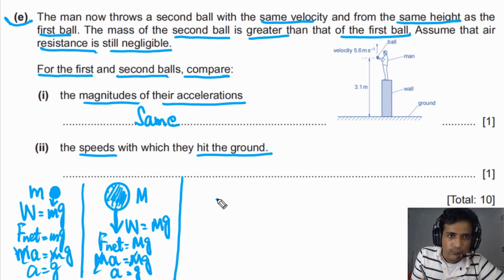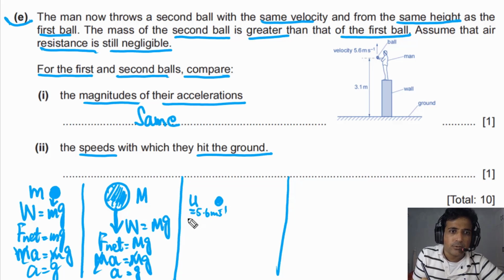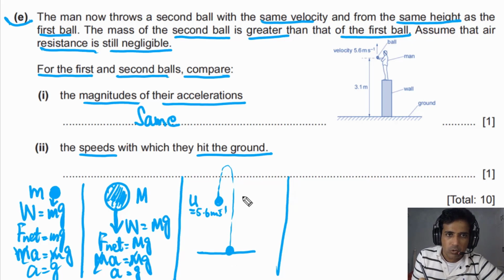Now let's take the first ball, the small ball, and then we will take the heavier ball. This ball's initial velocity is u, and u is equal to 5.6 meters per second. This ball will go up and then come down and hit the ground at this point. For the final speed of this ball, v, we use 2as, which is equal to v squared minus u squared. So v squared in this case will be equal to 2as plus u squared. This is the equation for the first ball.